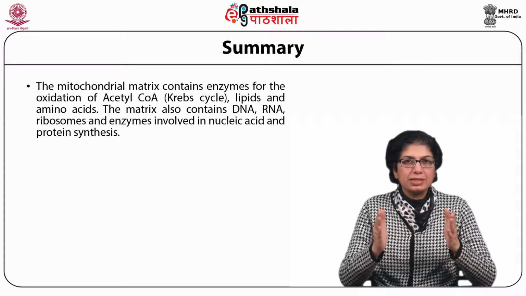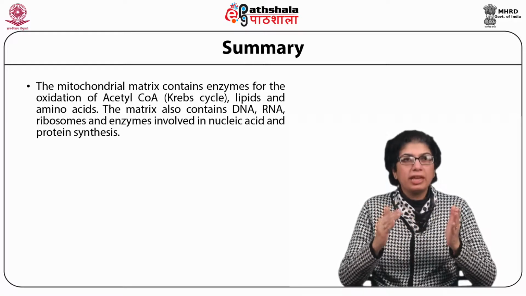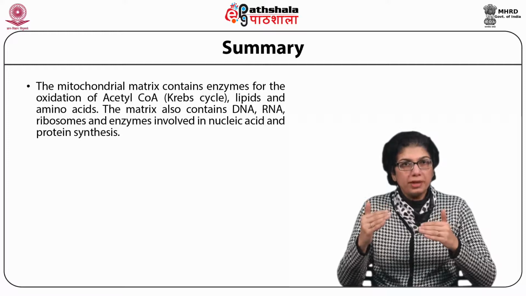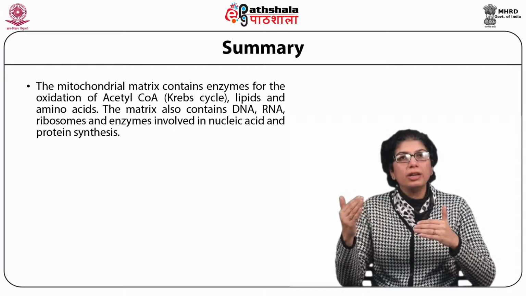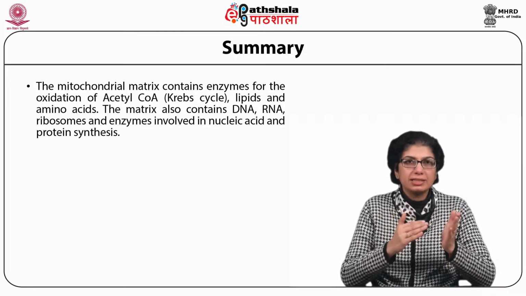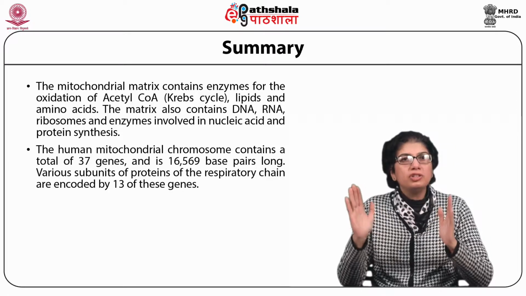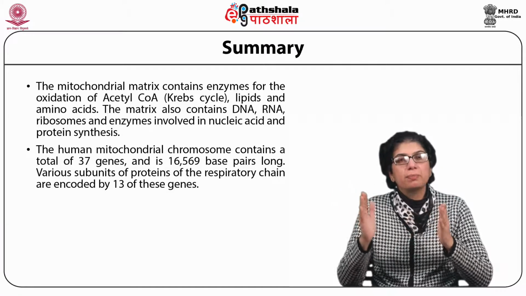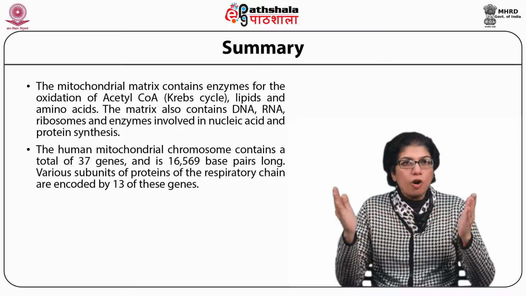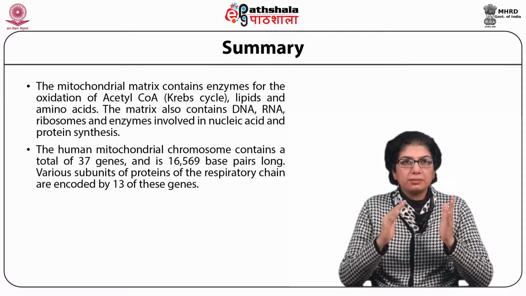The mitochondrial matrix contains enzymes for the oxidation of acetyl-CoA with the help of the Krebs cycle, also lipids and amino acids. The matrix also contains DNA, RNA, ribosomes and enzymes involved in nucleic acid and protein synthesis. The human mitochondrial chromosome contains a total of 37 genes and is 16,569 base pairs long. Various subunits of the proteins of the respiratory chain are encoded by 13 of these genes.